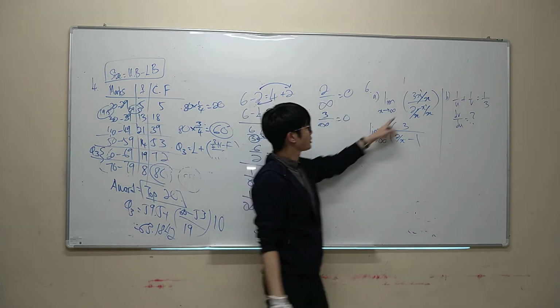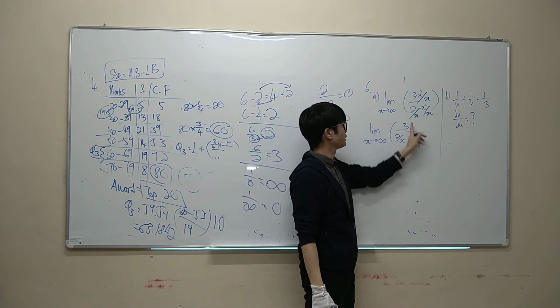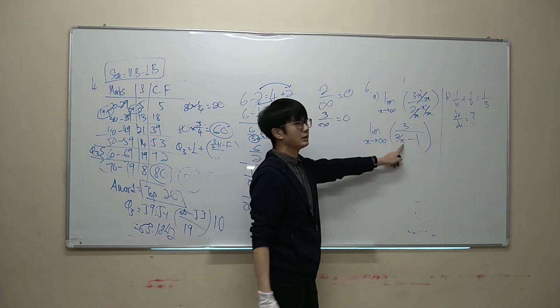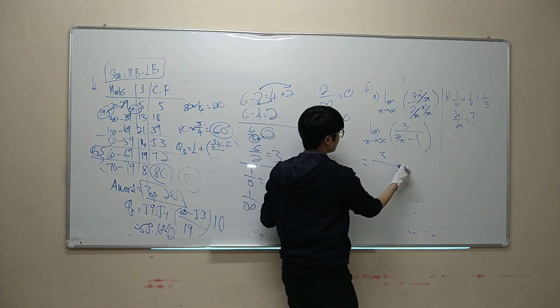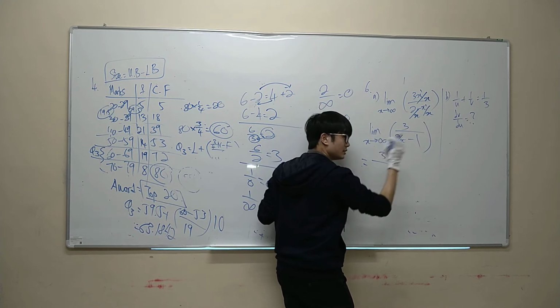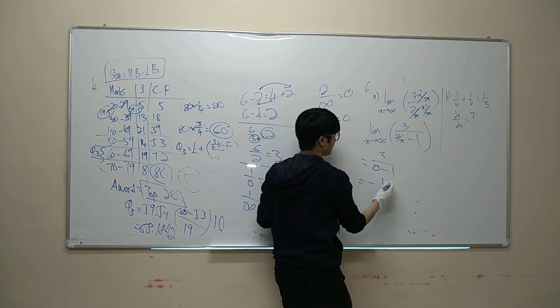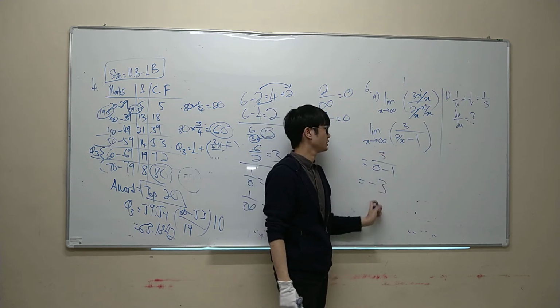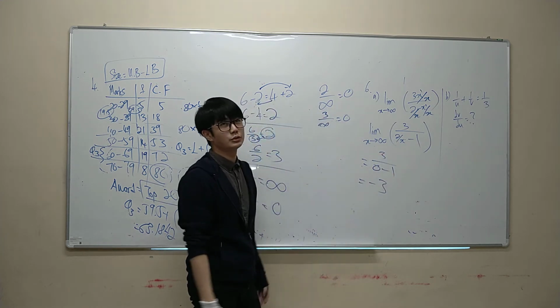Alright, how do you understand? Because the x and x cancel already, x and x cancel already, so like this. And now, you can substitute the infinity in, because 2 divided by infinity is 0. So the answer is negative 3. Okay? 0 minus 1 is negative 1. 3 divided by negative 1 is negative 3. Alright? So this is how we do it.